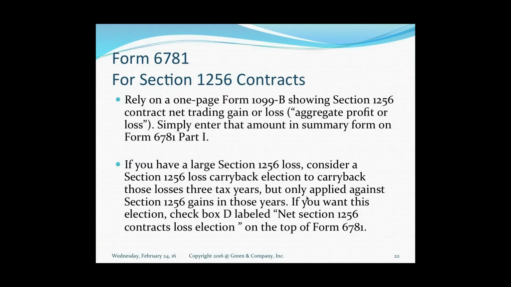Now, if you have a large Section 1256 loss carryback, consider the Section 1256 loss carryback election to carry back those losses 3 tax years, but only applied against Section 1256 gains in those years. It's a limited carryback, but it's a powerful carryback. If you want this election, you're going to check box D on top of the Form 6781 for the election. Then you're not going to put the losses on your 2015 tax return. You're going to carry them back 3 years. Whatever you can't use in the 3rd year back, you go to the 2nd year back and then to the 1st year back. Use our firm to do it so you do it right and you don't delay it and have questions from the IRS.